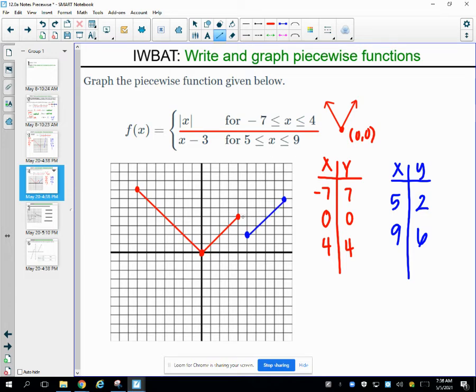Okay, and so you've got some missing domains here in between. Nothing between 4 and 5 is defined. So 4.5 would be undefined. Anything less than -7 is not defined, and anything bigger than 9 is not defined.